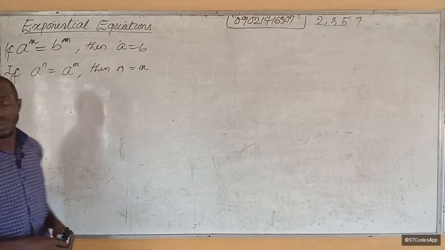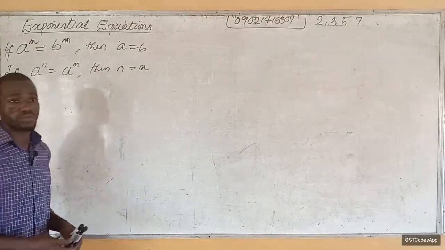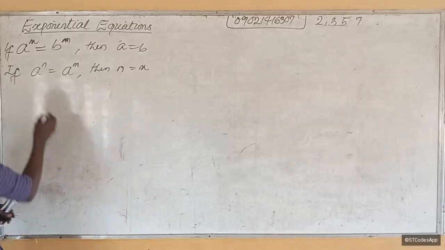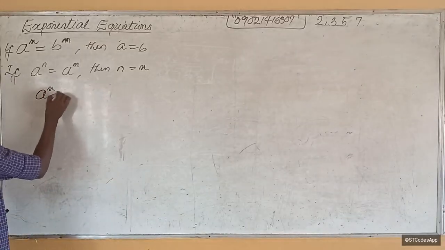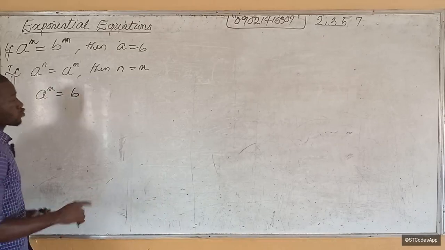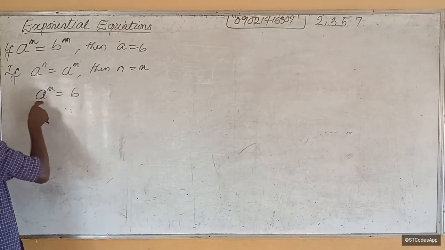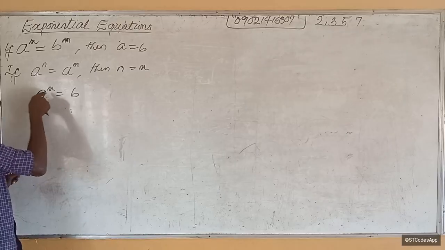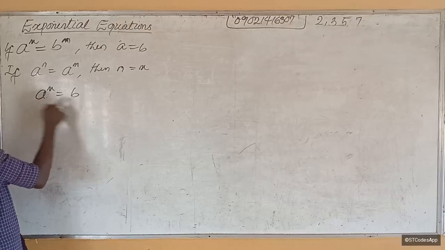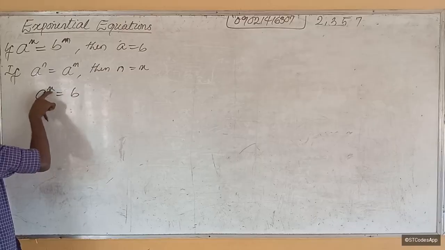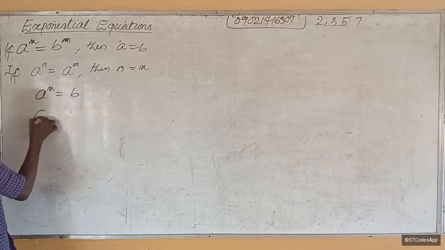Then the other one is reciprocal power that I want to talk about. Look at this. If I have a raised by m being equal to b, for example, to find what a is, I will multiply both sides by the reciprocal of this power. So that becomes a raised by m.